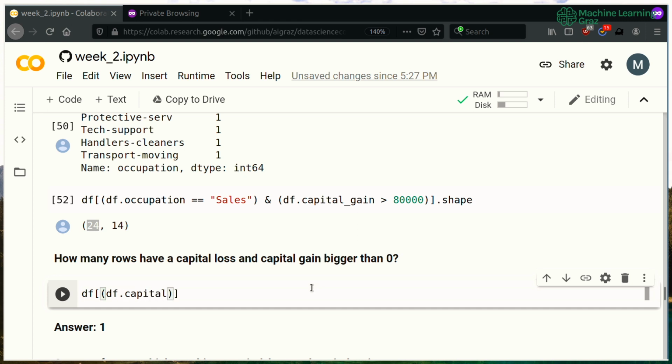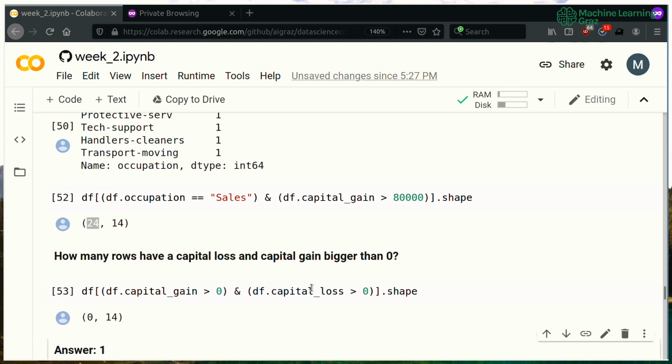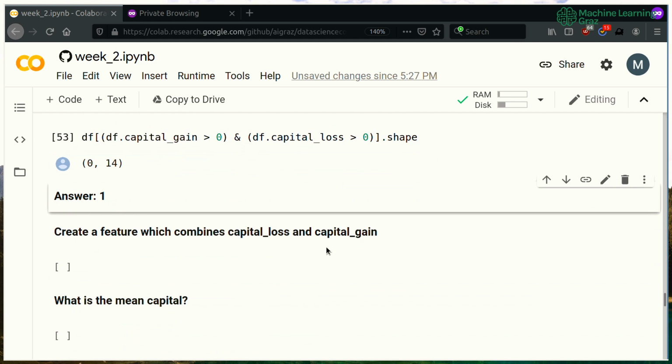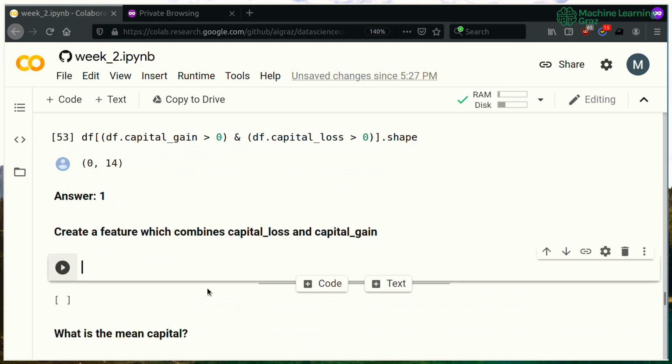So the answer was df.capital gain bigger than 0, ampersand data frame capital loss bigger than 0. And if you want to take the shape of it, we will see it's 0. So good luck to everybody who managed to get the correct answer. Okay. So this is interesting because that means that there's no way that you can have a capital gain and a capital loss at the same time, which makes sense, right?